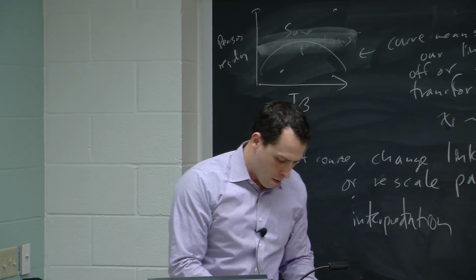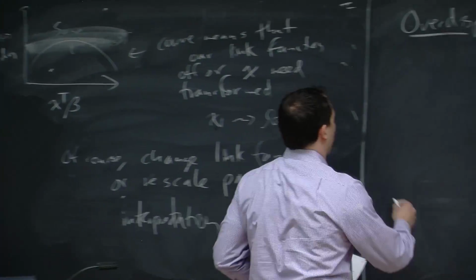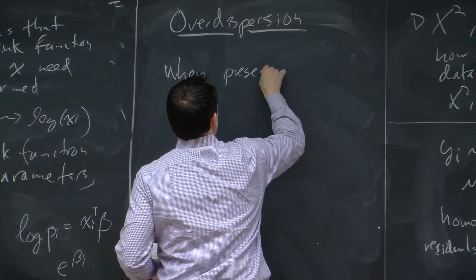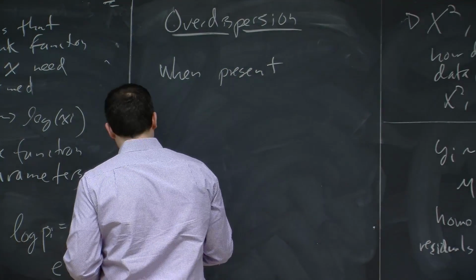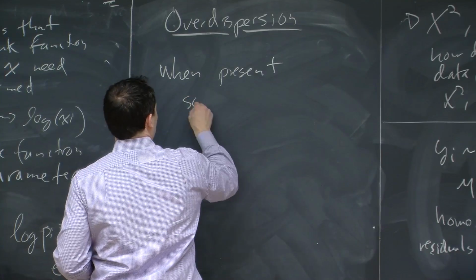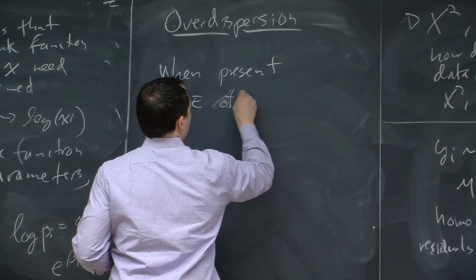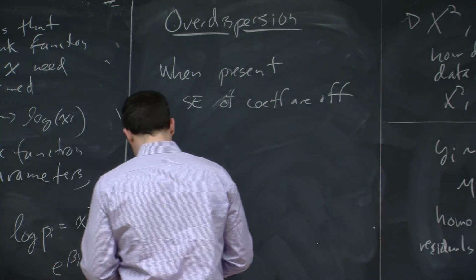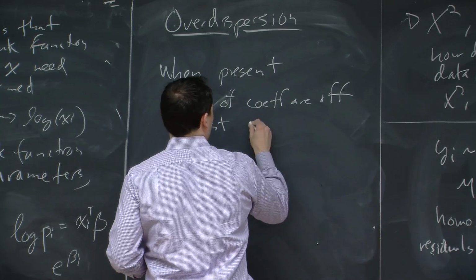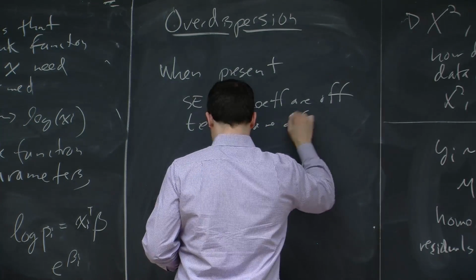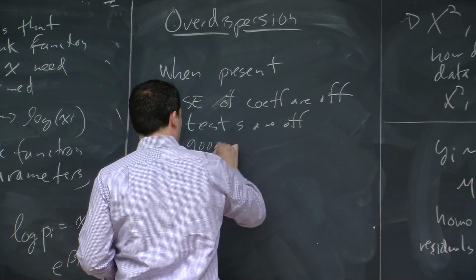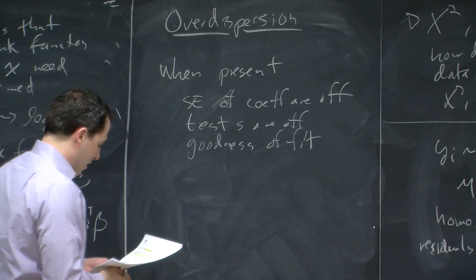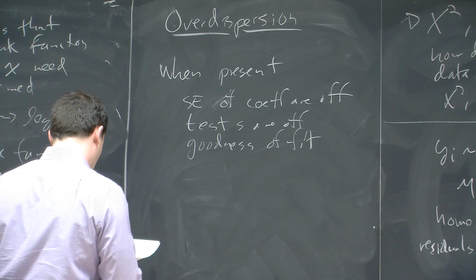Okay, so what happens to our measures when overdispersion is present? Our standard errors for our coefficients are off. Our test statistics, any other test statistics, hypothesis tests are off. And our goodness of fit is off. And so part of what we're doing by estimating this extra sigma is to fix this.